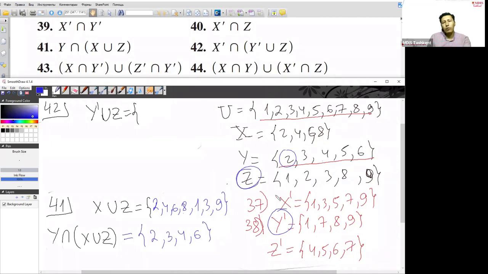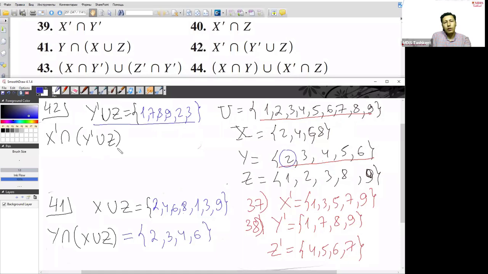So complement of y, let's copy y complement first: 1, 7, 8, 9. Then we copy elements of z. So 1 we have already, 2, 3, 8, 9 we have. So that's it. Then now we can find x complement intersection with y complement union z.